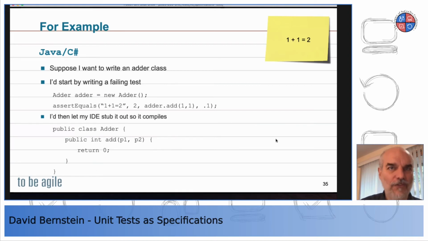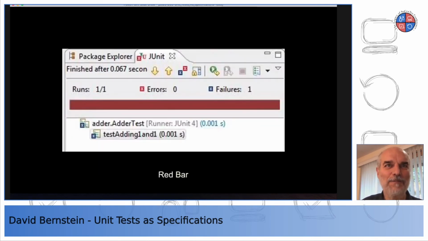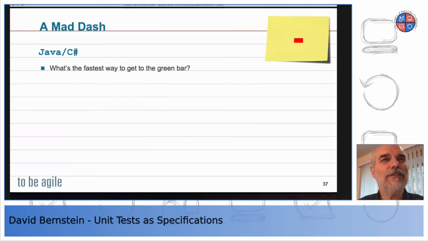So of course, it's not going to return the result of 1 and 1. So the end result, when I run this test, is I'm going to get the red bar. It's going to fail. But I tolerate it because that's my intention. I got the red bar and that's my goal. Which gets me excited for about a moment and then I'm bored again. So then I want to get to the green bar. So what's the fastest way I can get to the green bar?